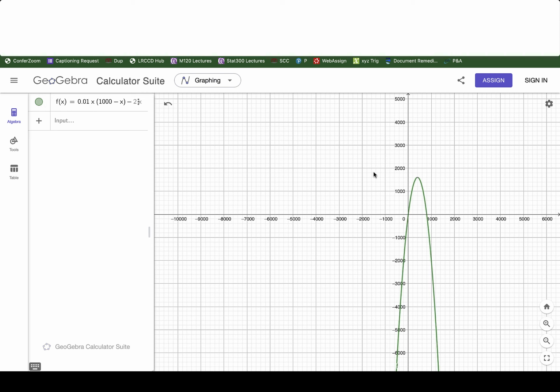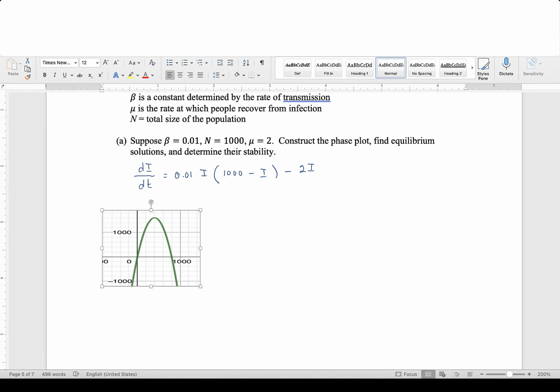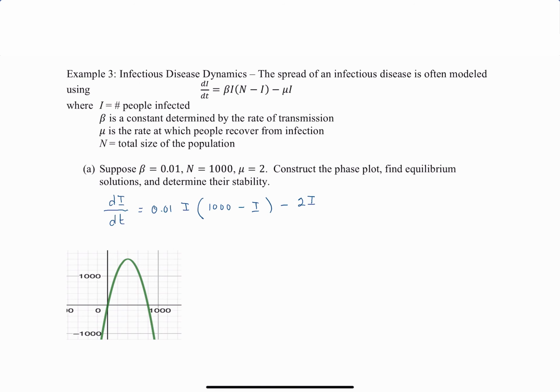I'll go ahead and screenshot this, being careful to get the important features of the graph in, like where it crosses the x-axis. And there's our phase plot in the notes. Let's find the equilibrium solutions now. I'm going to set my derivative formula equal to 0.